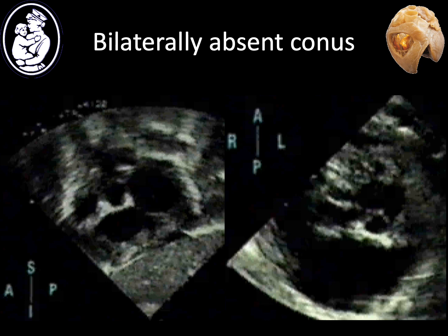And on the other side of the heart, we see the tricuspid valve here in fibrous continuity with the aortic valve. In the parasternal short-axis view on the right, we see both semilunar valves at approximately the same anterior-posterior level, which is typical of absent subpulmonary and subaortic infundibulum.